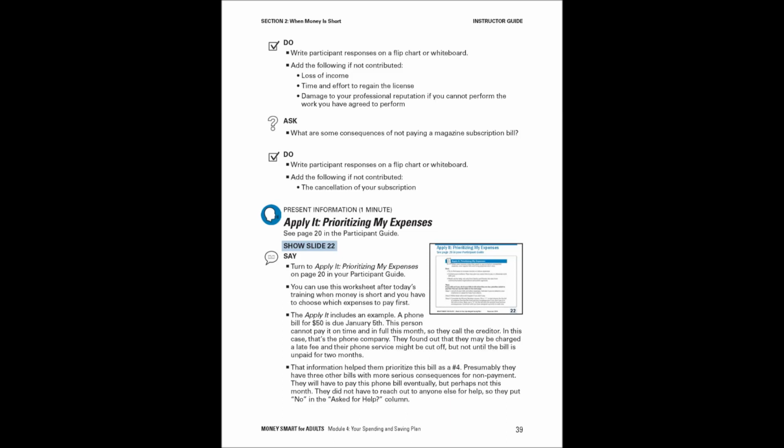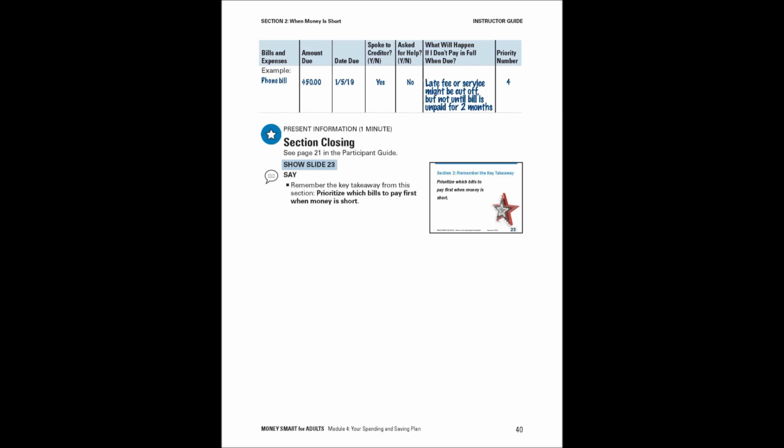And so that's great information to know, because when we talk about helping participants to understand how to prioritize, them knowing what the potential consequences are if they pay late, how that's going to impact the rest of their plan. And so as you see in the example here, it lists everything out in the space provided about the bill itself, the due date, spoke to the creditor, asked for help, and what will happen if I don't pay in full when due, and then to assign a priority.